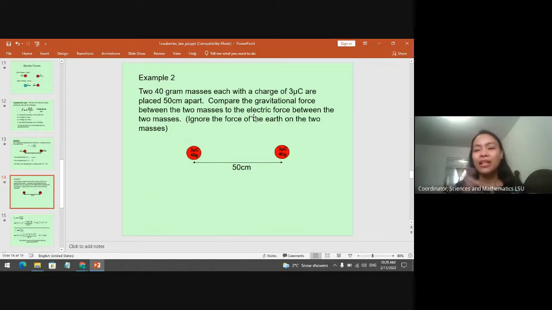All right, so let's have this example, our computation. Kindly take a screenshot of this problem because I will be sharing another screen for the computation, so that while I am computing, you are taking glances at our problem. Okay, so let us read our problem first. Two 40-gram masses, each with a charge of 3 microcoulomb, are placed 50 centimeters apart. Compare the gravitational force between the two masses to the electric force between the two masses.